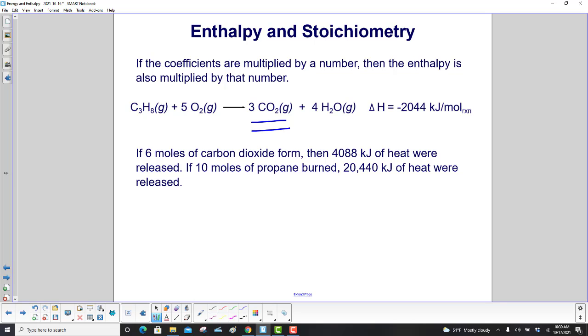If 10 moles of propane burned, right, that would be 10 times as much as the equation there, then 20,440 kilojoules of heat were released, right? You'd multiply this by 10. Why? Because we just put a 10 in front of the propane.